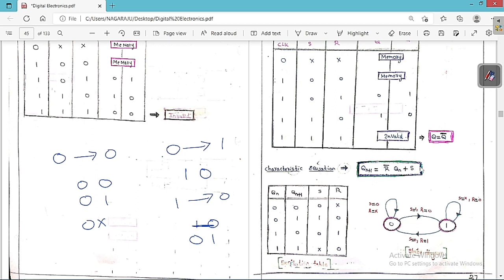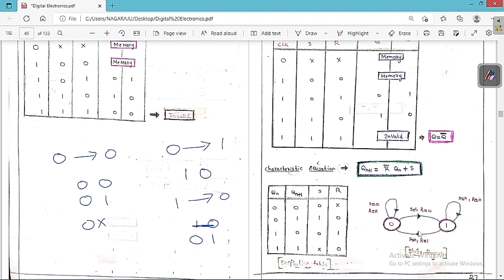So listen carefully. See, for S, R and Qn, if you take these 3 inputs, that means 8 combinations. For these 8 combinations, you figure out the Q of n plus 1, that is, for this S and R input, the Qn is changing to Q of n plus 1. Then you draw the truth table, find the Q of n plus 1, write the Karnaugh map, simplify it, and you are going to get the expression Q of n plus 1 equal to R bar into Qn plus S. So this is called the characteristic equation and this is called the excitation table.